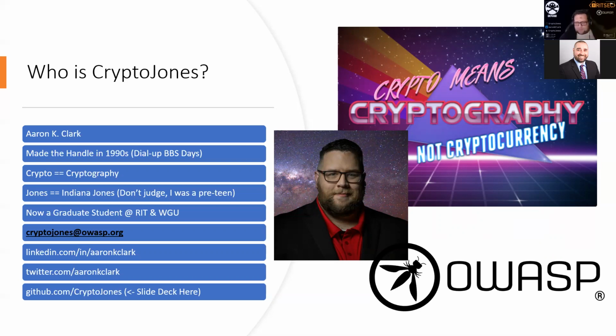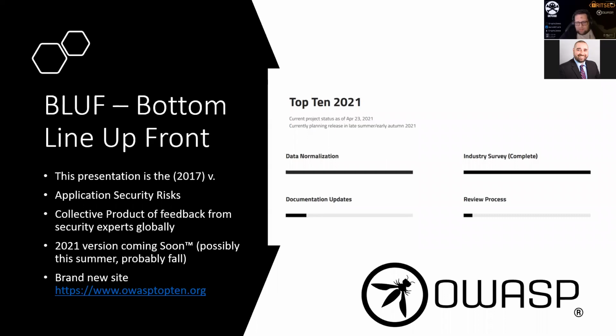First is the intro slide to the speaker. Second is the BLUF, or in the military we call it the bottom line up front. This presentation is on the 2017 version of the OWASP Top 10. The OWASP Top 10 is the top 10 most influential application security risks. These are agreed upon, a collective product of feedback from security experts around the world. The 2021 version is coming soon, possibly the summer, probably the fall.